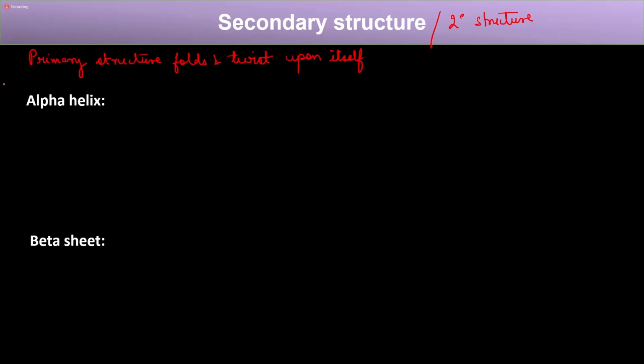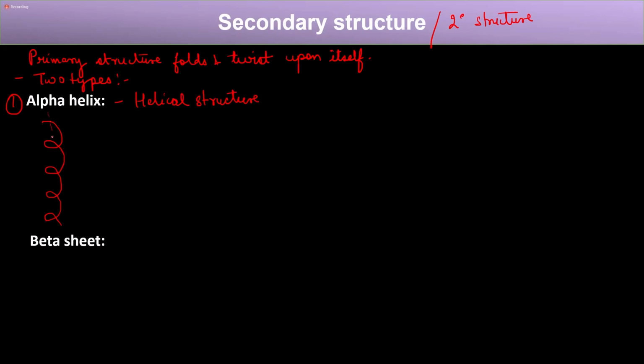Now, the secondary structures are of two types based on how the primary structure is folded. The first one is the alpha helix. The alpha helix looks something like this. What we can see is a helical structure, like a spring we have seen, or a rope, you can say.